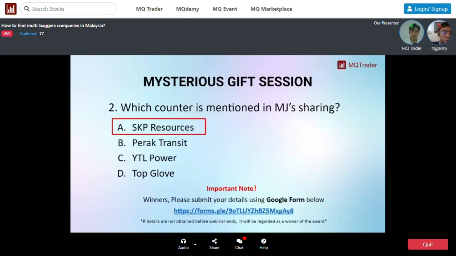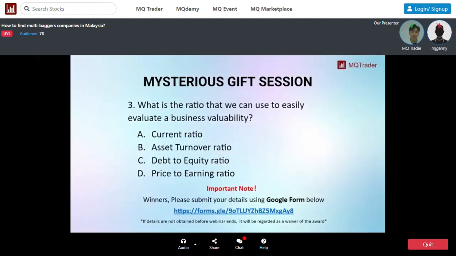Okay, so now we will move on to our last question for the night. What is the ratio that we can use to easily evaluate a business valuability? Is it going to be A, current ratio, or B, asset turnover ratio, or even D, price to earning ratio? Yes, the correct answer is D, price to earning ratio.